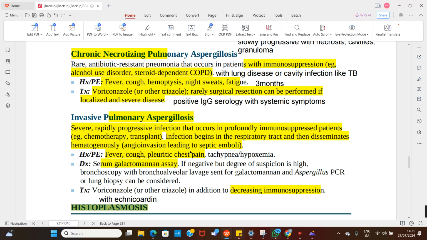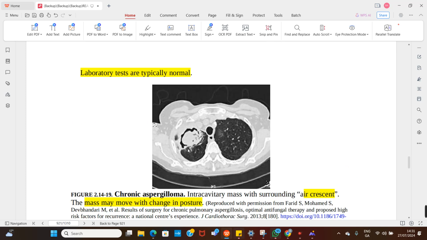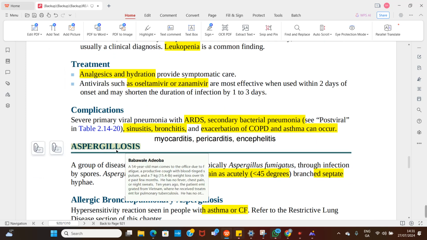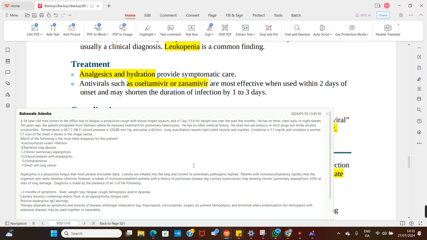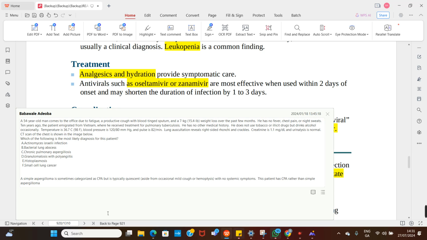Yes. Okay. They give us lab findings. Yeah, they will give you the lab findings. Have symptoms and everything. Let's see one or two questions. So, answer is already here.